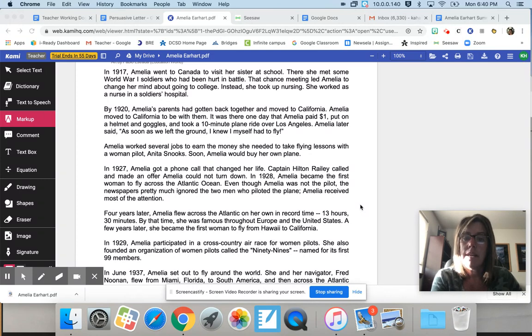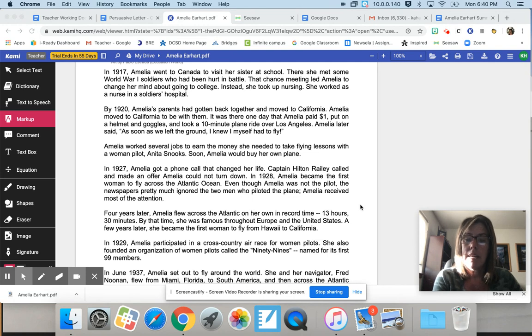It was there one day that Amelia paid $1, put on a helmet and goggles, and took a 10-minute plane ride over Los Angeles. Amelia later said, "As soon as we left the ground, I knew I myself had to fly." Amelia worked several jobs to earn the money she needed to take flying lessons with a woman pilot, Anita Snooks. Soon, Amelia would buy her own plane. In 1927, Amelia got a phone call that changed her life. Captain Hilton Rayleigh called and made an offer Amelia could not turn down.